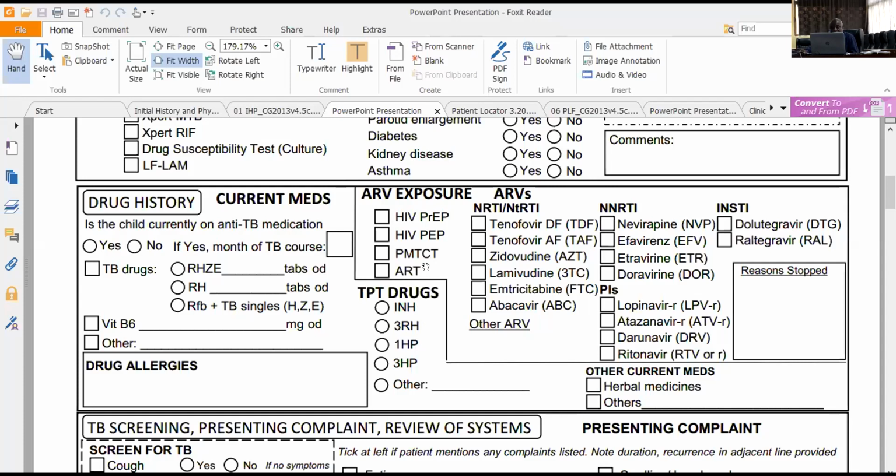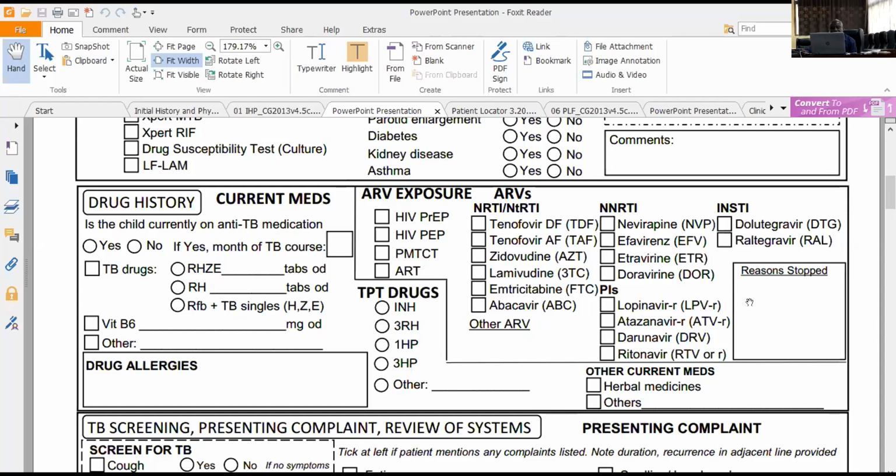So the ARVs, again, you've got the NRTIs, the NNRTIs, the INSTIs. Remember that we have got dolutegravir now and raltegravir, which were not there then, and then the PIs. So there are now 4 groups or categories instead of 3. Then you go into TB screening.